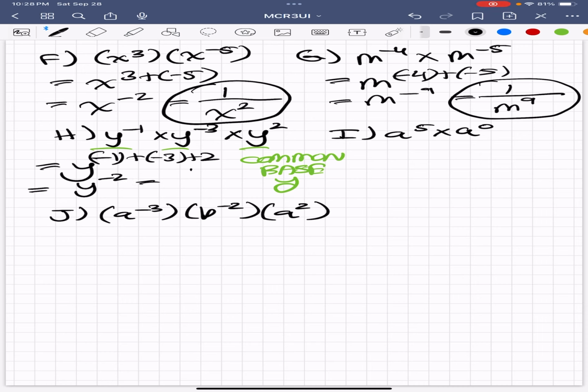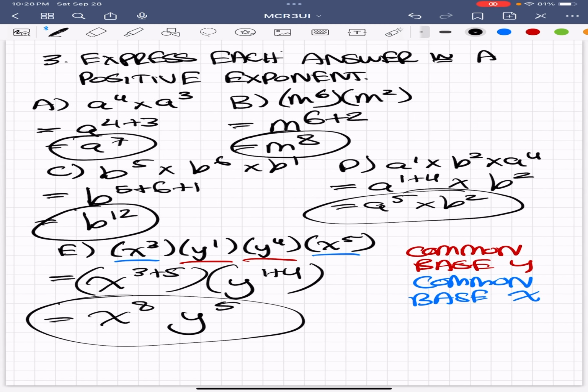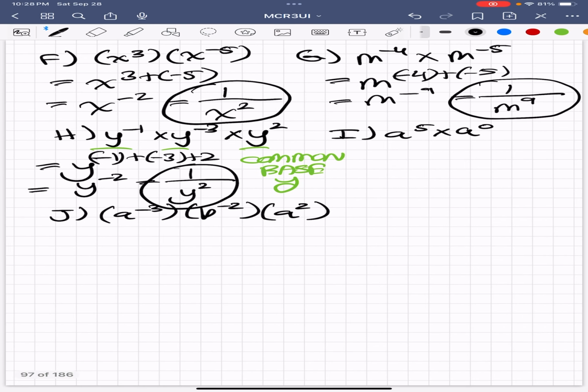And then we use our negative exponent law, so it's 1 over y to the power of 2, because we used our negative exponent law. This was -4 plus 2, resulting in -2. And then we have our negative exponent law, moving it down to the denominator to make the exponent positive, because if you recall, it says express each answer with a positive exponent. So we're going to be using the negative exponent law quite a bit.